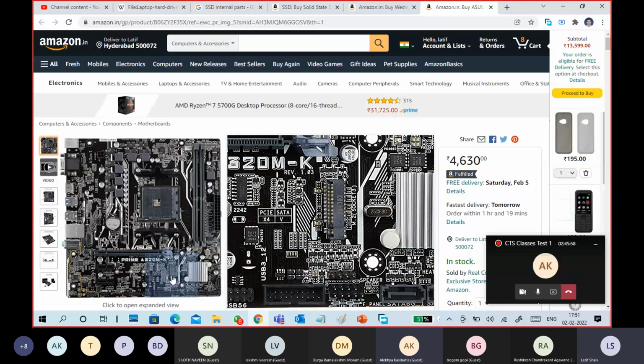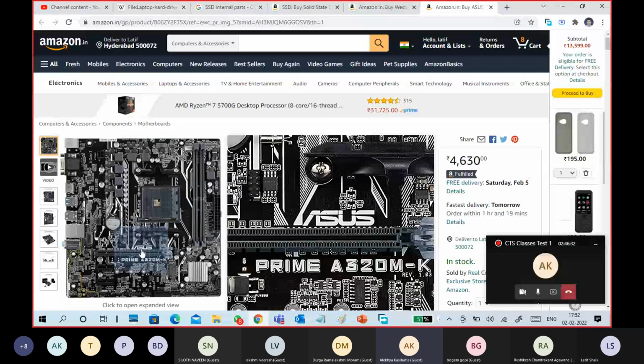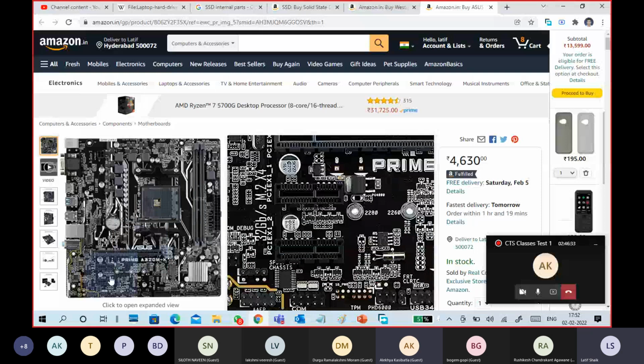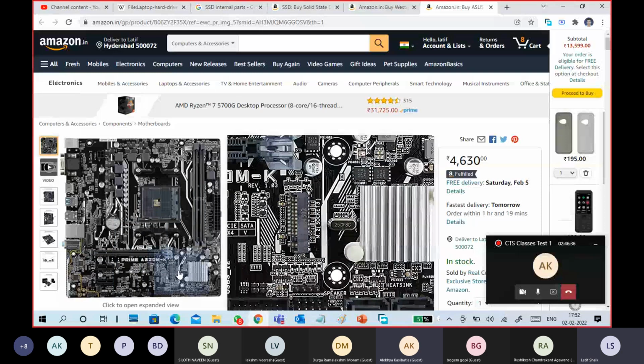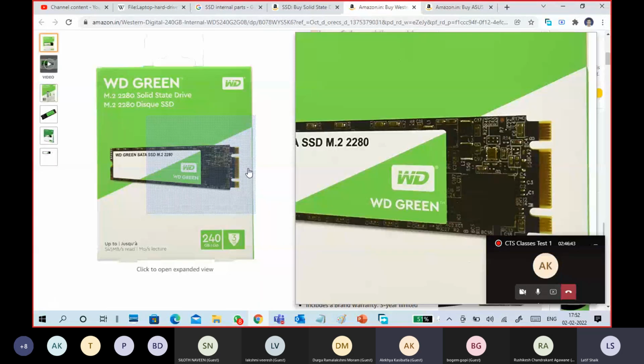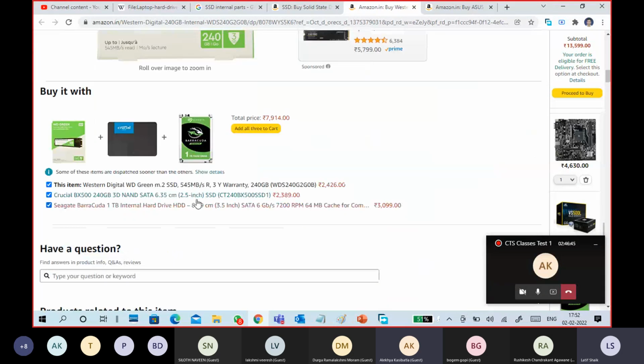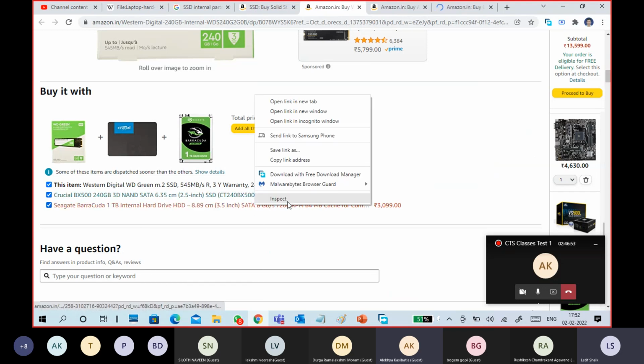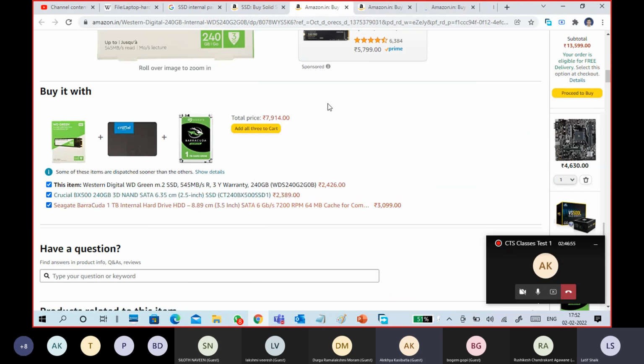RAM slots, processor, graphic cards, CS slots. Okay, so this is your M.2 slot. This is SATA slot. That's it. So this will go to that location. So a separate slot is there. This is SATA type. This is like that. Okay, so I am going to this.